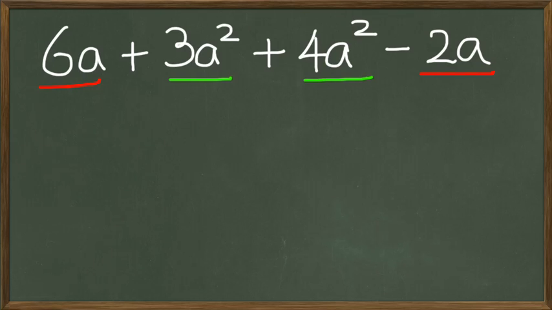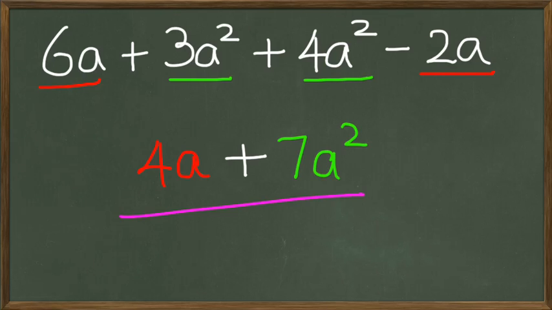Alright, so we combine the red ones, which is the a's. 6 minus 2 is going to be 4, so our answer is 4a. And then we have 3a squared plus 4a squared, which will actually equal 7a squared. And this is our final answer. We cannot combine any further than this because they are not like terms. Even though the letters are the same, the a here has a power of 2. And because of this power of 2, these two terms are not the same.